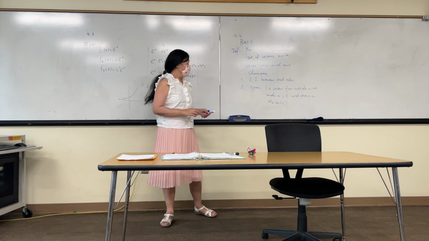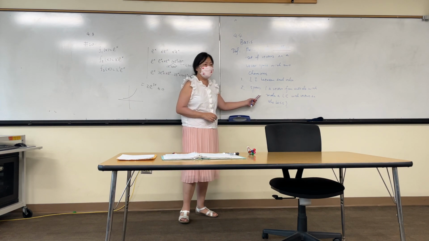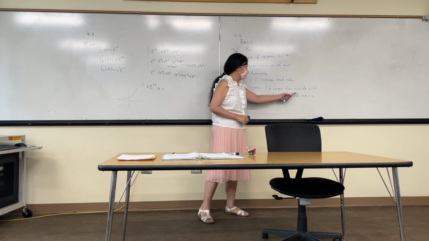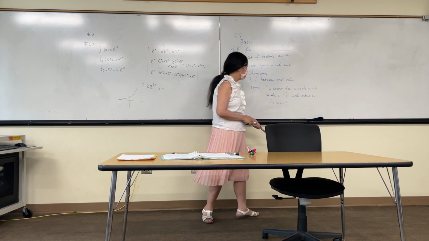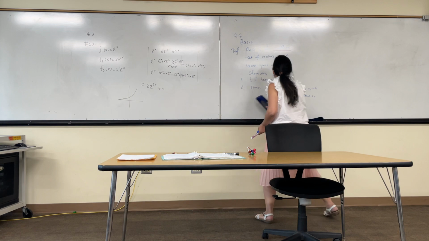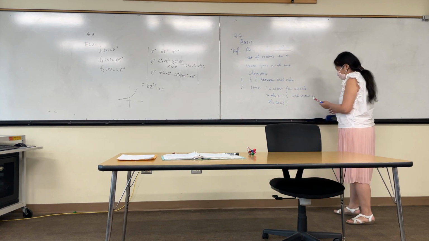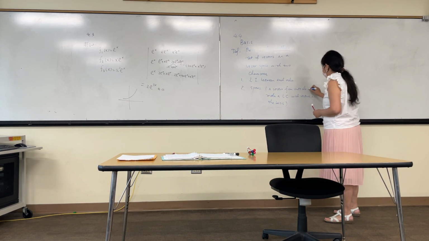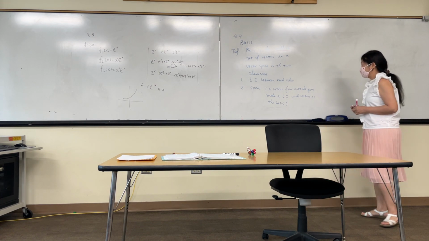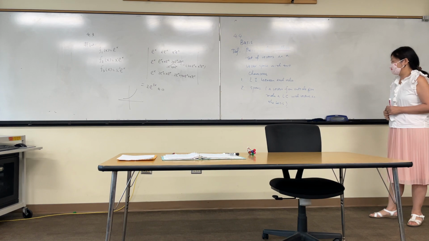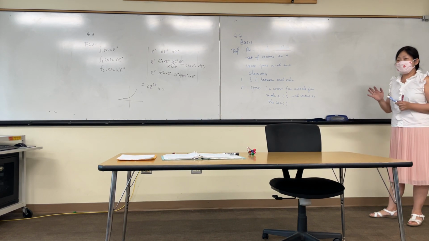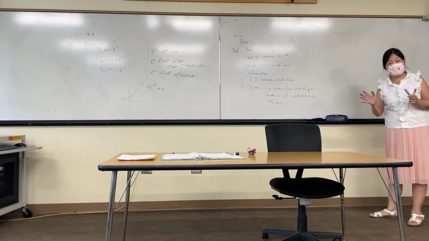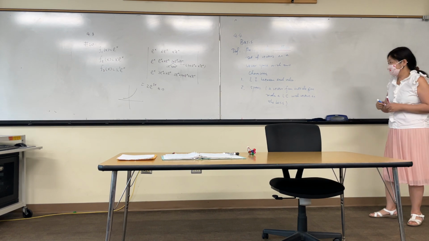Very important. Number 2, spans. Spans means a vector from outside can make a linear combination with vectors in the base. So a vector from outside means outside the base, but inside the vector space, okay?